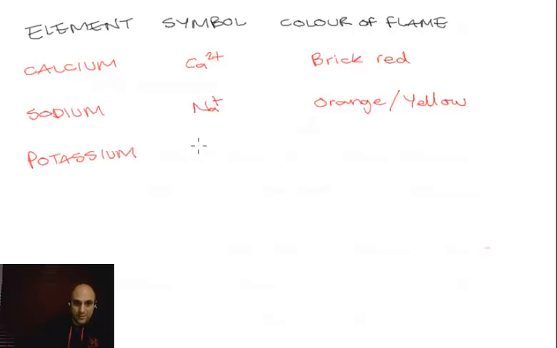The next one is potassium. One T, two S's. Symbol is K+, because like sodium, they're both in group 1, so they lose 1 electron, so form ions with charge of 1+, and that produces a nice subtle lilac colour. Following that is copper, probably the coolest of the colours. Copper 2 ions are Cu2+, and it produces this wonderful green-blue colour.